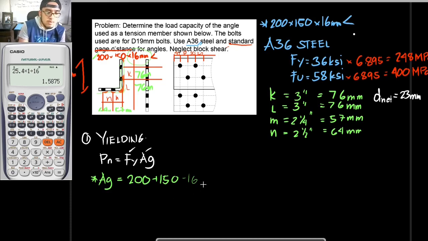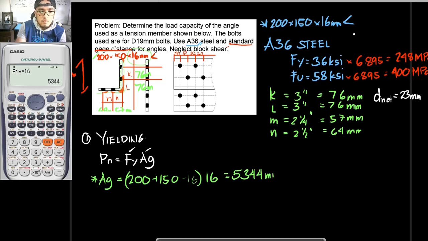But in my case, I would be doing it this way. So, 200 plus 150 minus 16. So, yan na yung length. Then, I would be multiplying it by the thickness. So, that is to be 16 as well. So, solving for our area, that is to be 200 plus 150 minus 16, times 16. So, that is to be 5,344 square millimeters. So, meron na tayo ngayong Ag.